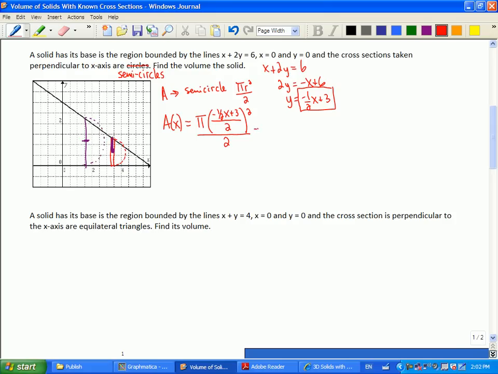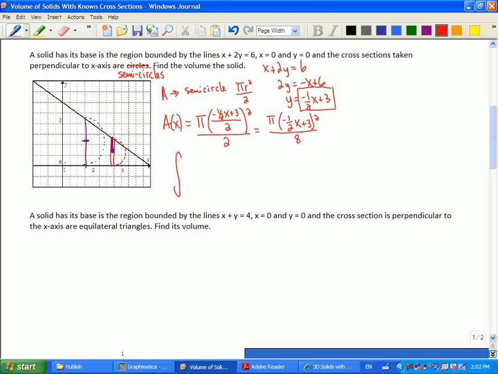So I'll just show you what happens here then. I could simplify this a little bit. The squared on the bottom will become a 4. So it would be pi times (negative 1/2 x plus 3) squared over 8. You could keep going with it, but at this point we can probably just start our integral to see what it would look like.